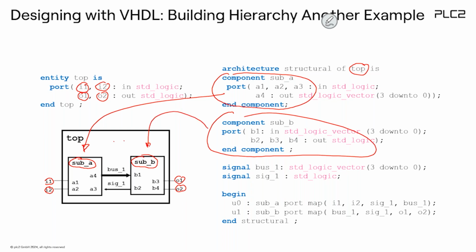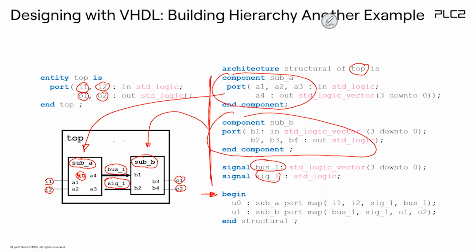Because bus A as a signal is not visible from the outside world, I have to define the signal first here. And because sig1 is not visible, because the entity is not transparent, I have to define sig1. So you see, those are all declarations, nothing happened yet. Now I start, and now I do the instantiation. I call this U0.